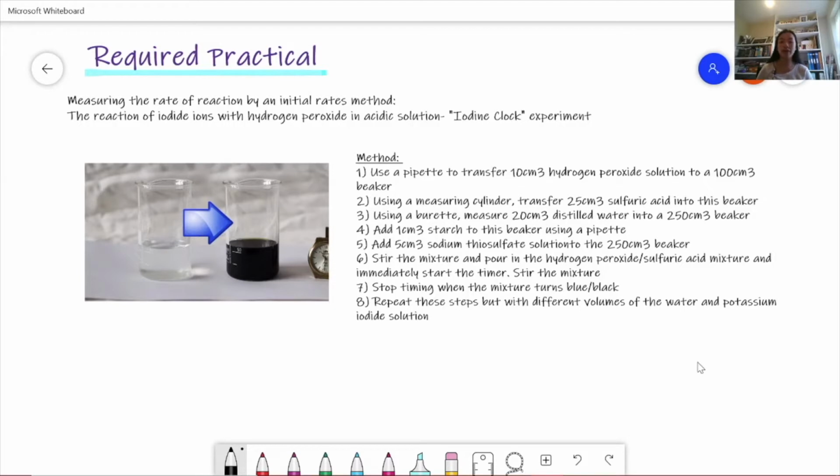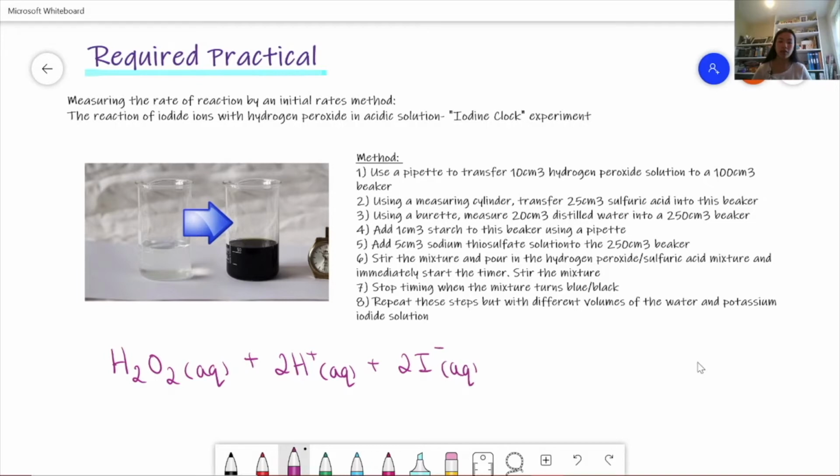So what's actually happening here is that the hydrogen peroxide reacts with the iodide ions to form iodine and water. And we write this in the equation like this. So this is hydrogen peroxide, and this reacts with the iodide ions to form iodine and water.